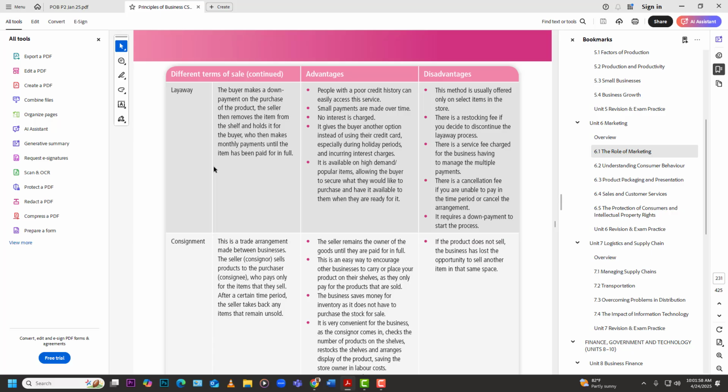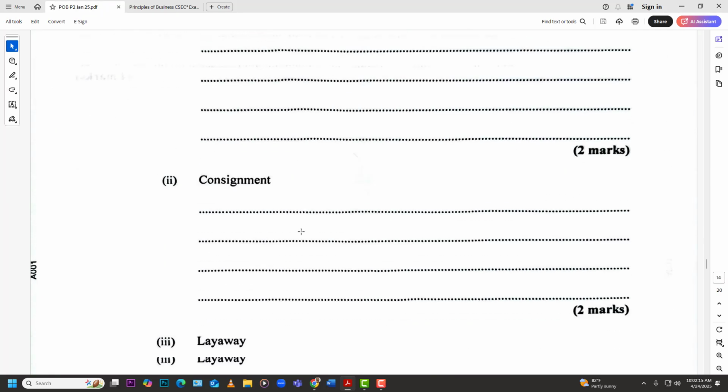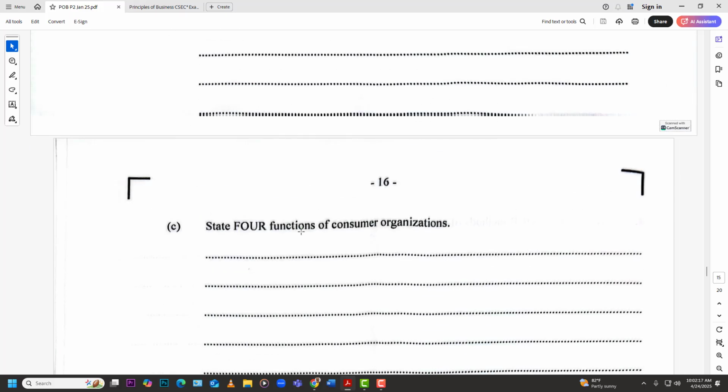So a buyer makes a down payment on a purchase of a product. The seller then removes the item from the shelf and holds it for the buyer, who then makes monthly payments until the item has been paid off in full. So you see the difference right there. So that's layaway. Just like that, we have our, how much is that now? 2, 4, 6 marks, 2 marks each.